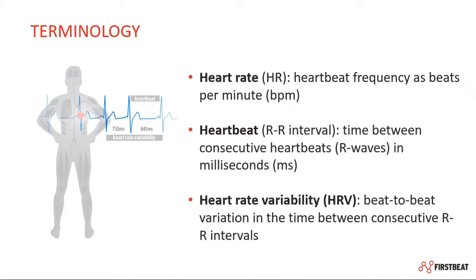Then heartbeat or RR interval means the time between consecutive heartbeats, consecutive R waves, as seen from the ECG graph. It's measured in milliseconds, and from that we can analyze heart rate variability or HRV, which means the beat-to-beat variation in the time between consecutive RR intervals. How much this time varies from one beat to the next.